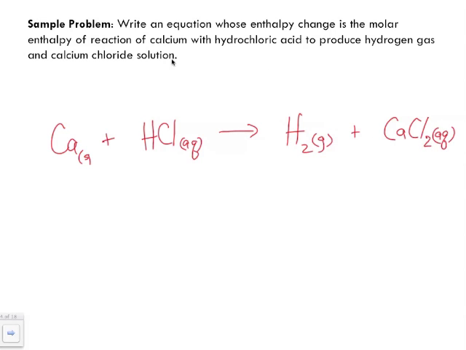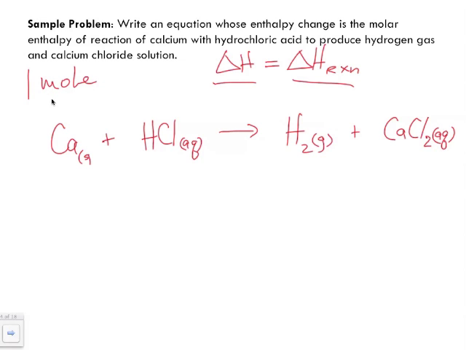aqueous. Now, again, our delta H has to equal the delta H of this reaction. So in other words, the molar enthalpy has to equal the change in enthalpy. So if we're getting the molar enthalpy, we're referring to, again, 1 mole in this reaction. So we want just 1 mole.